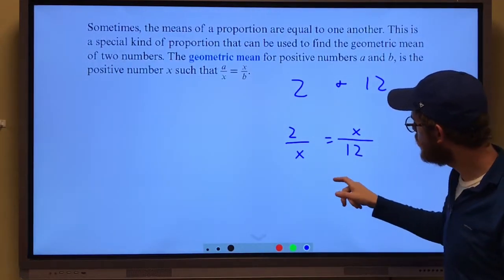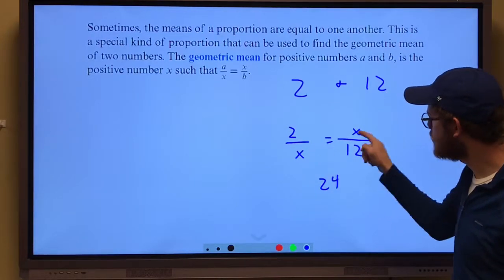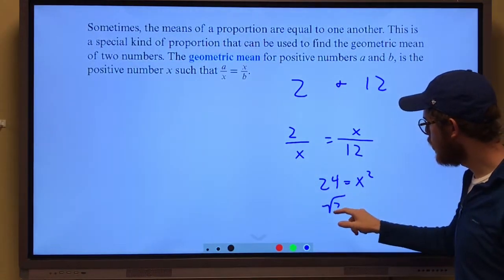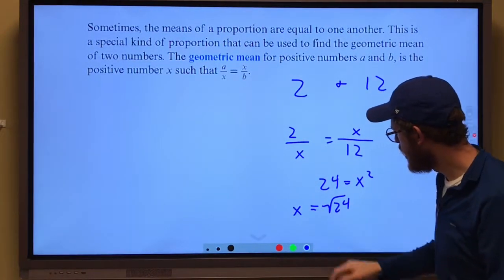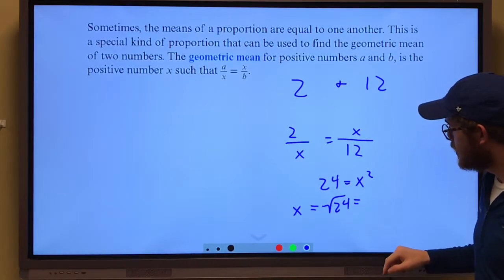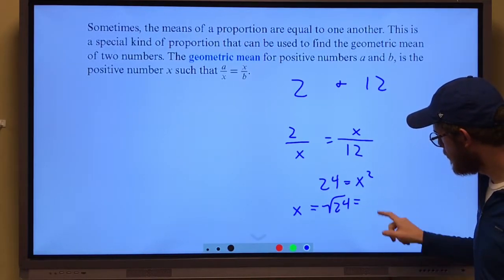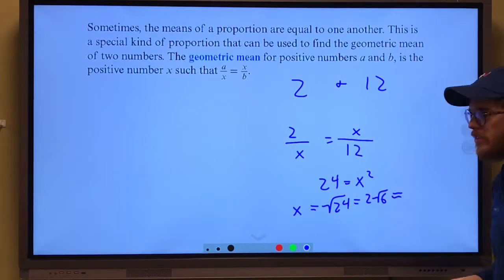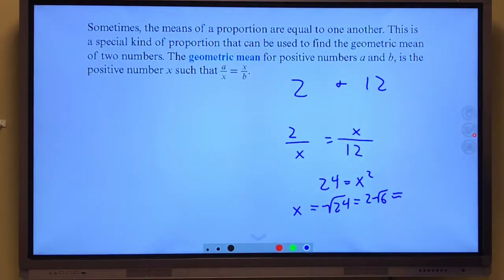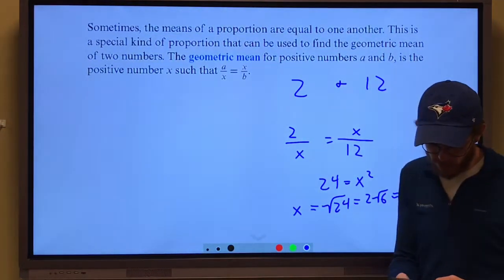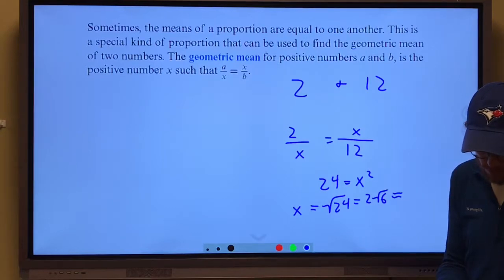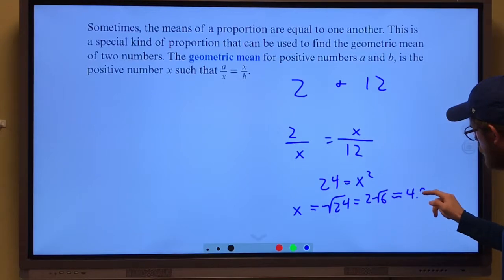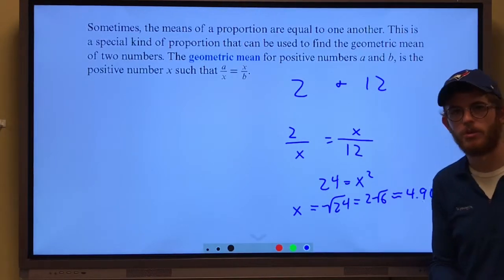So we would cross multiply. 2 times 12 is 24. x times x gives me x squared. I take the square root of both sides. So the square root of 24 is equal to x, which reduces to 2 root 6. Or I could even type that in my calculator and get a decimal. This would be about 4.90 to 2 decimal places.